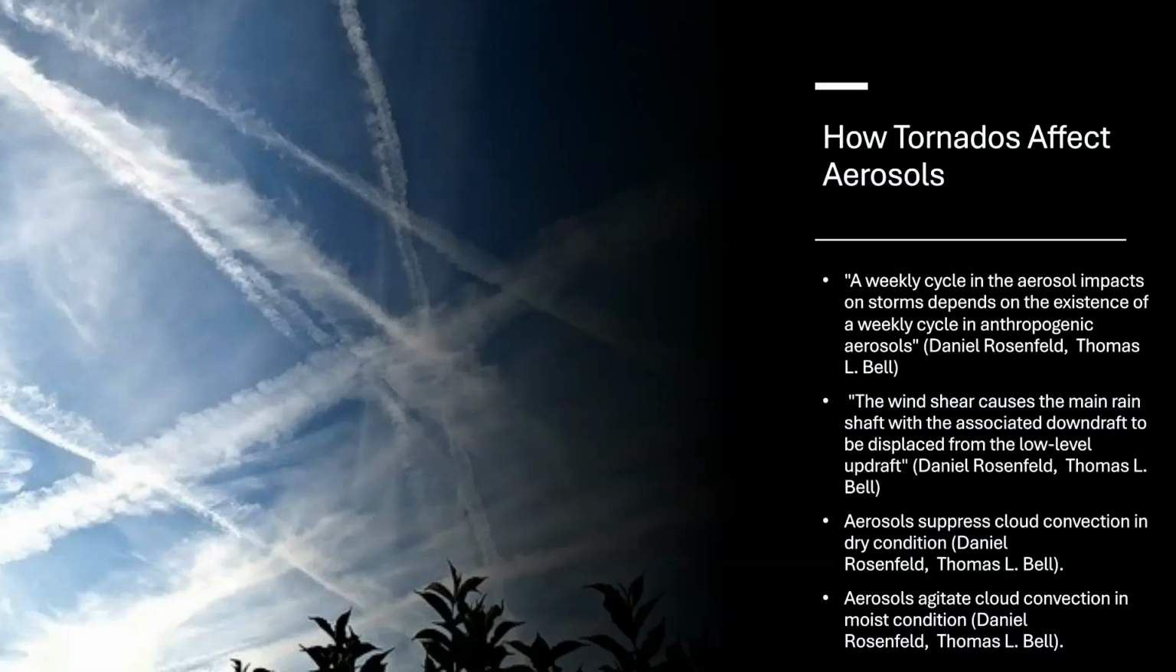What they found out is that the weekly cycle and aerosol impacts on storms depend mostly on the aerosols. Basically, aerosol impacts make an impact on storms depending on the aerosol amount. We found that aerosols suppress cloud convection in dry conditions, but also agitate cloud convection in moist conditions. So it can either increase or decrease our flow of air or our storms, and aerosols are a factor in our air quality. Therefore, aerosols can produce tornadoes and more storms within our atmosphere.